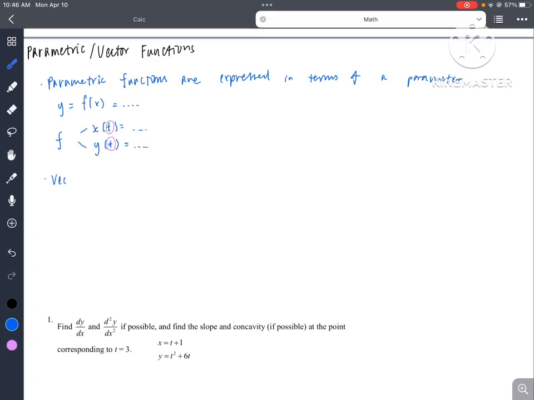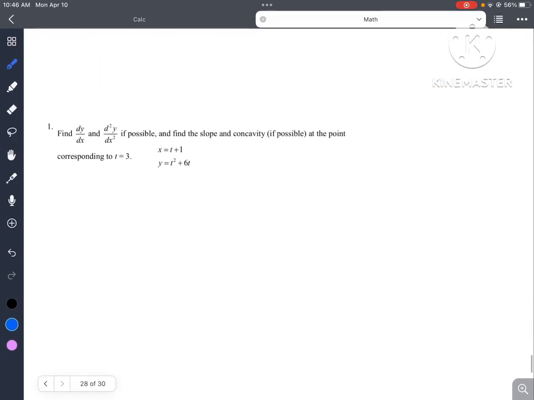And what about vector functions? Well, in physics, you may have learned that vectors have a magnitude and direction, and it's kind of similar. So usually in AP calculus, you will see that these functions are expressed in a vector bracket, like x of t comma y of t. So it's kind of like a parametric function, but there's a direction too. So let's move on to some practice questions to implement these skills.